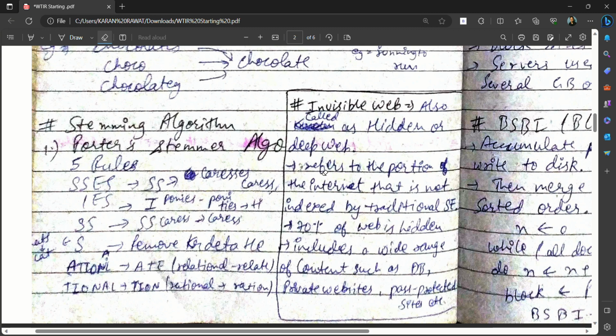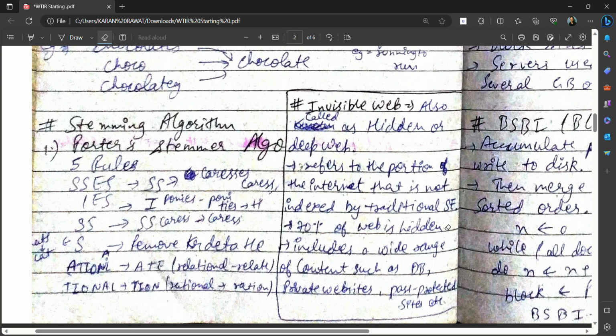Now, what is this invisible web? It basically refers to the portion of the internet that is not indexed by the traditional search engines. You know what a search engine is: search engines like Google, Bing, and all that. So the invisible web is the portion of the internet that is not indexed by the traditional search engines. If it is not indexed, we cannot access it, because we are getting the information from the internet through the search engine. We are just typing the query on the search engine.